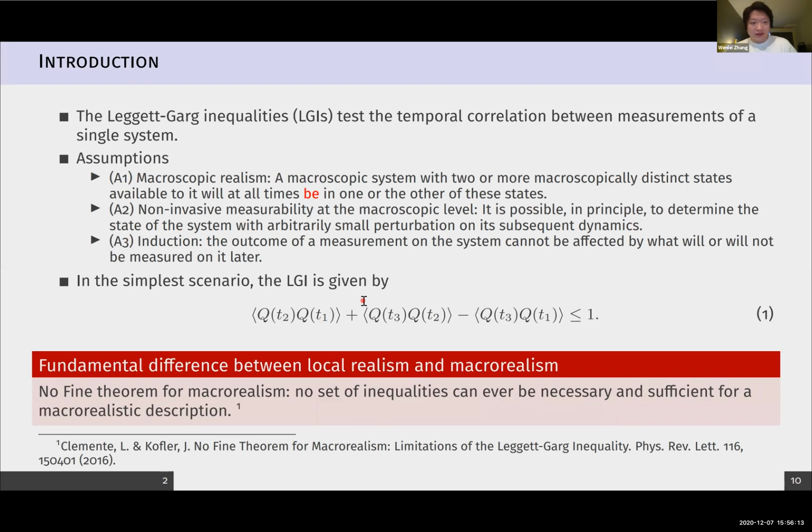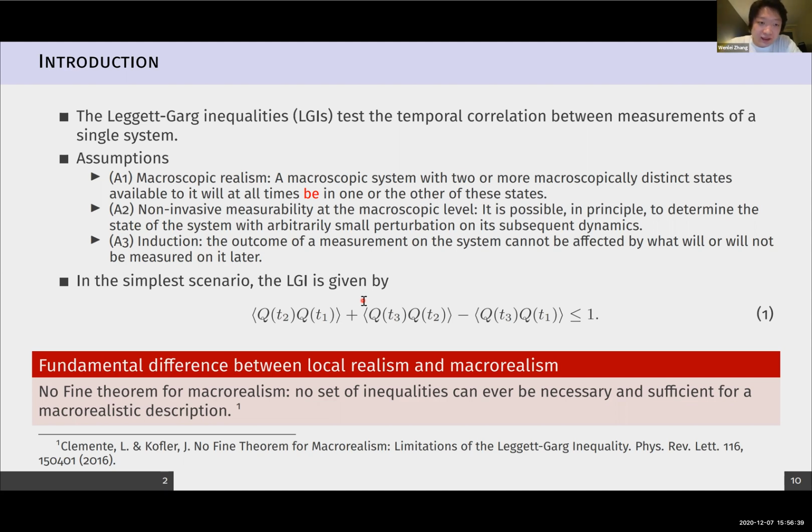First of all, what are the Leggett-Garg inequalities? Everyone knows Bell's inequalities. In contrast to Bell's inequalities, which test the correlation between measurements of multiple systems, the Leggett-Garg inequality tests the temporal correlation between measurements of a single system.